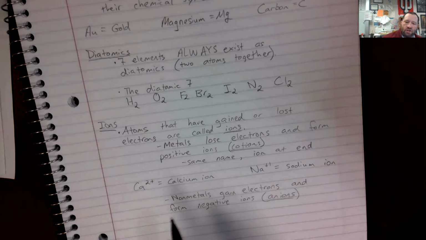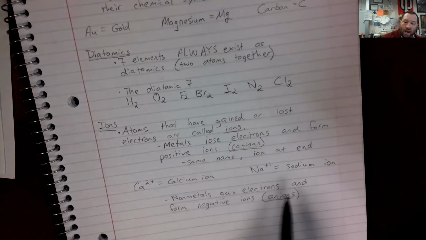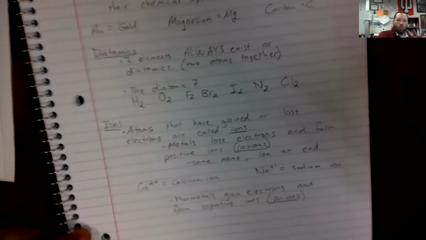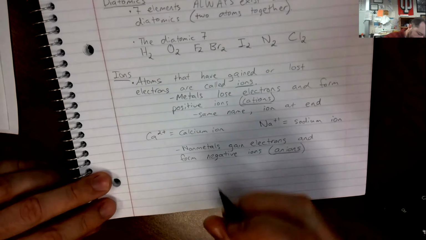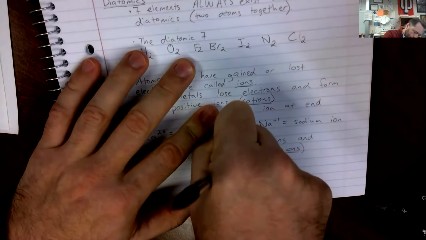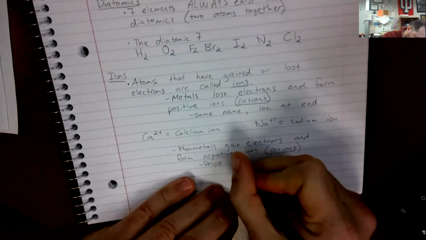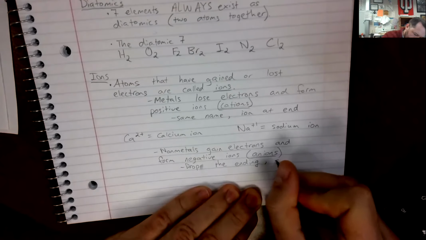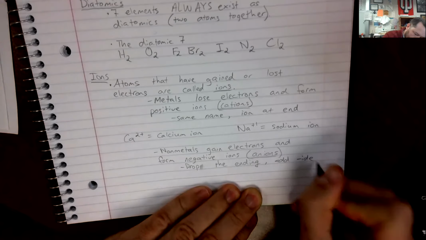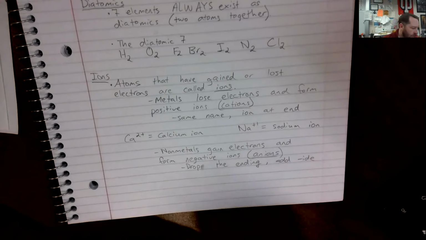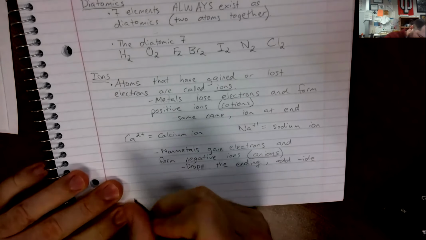Nonmetals gain electrons and form what we call negative ions, anions. They have more electrons than protons, so they're negatively charged. We call them anions. When naming, the rules are a little bit different here. We drop the ending of the name and we add -ide.